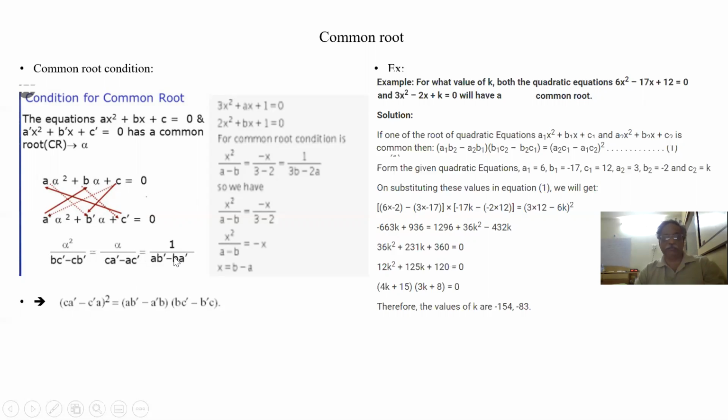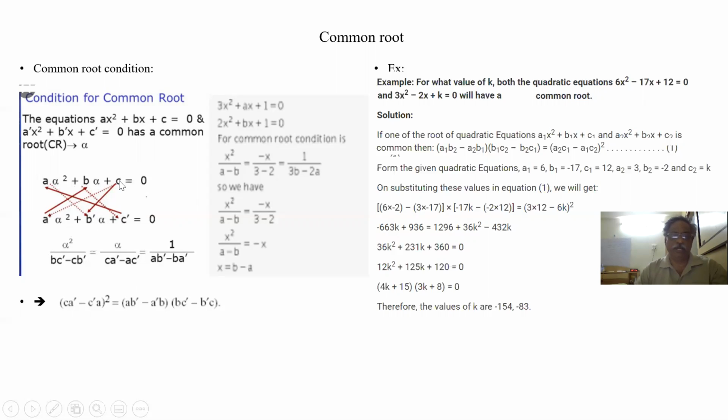So the order is important here. You have to write ax square plus bx plus c, a dash x square plus b dash x plus c. So when I'm taking alpha square, I have to take this as my matrix. So what is this matrix value? bc dash minus cb dash.